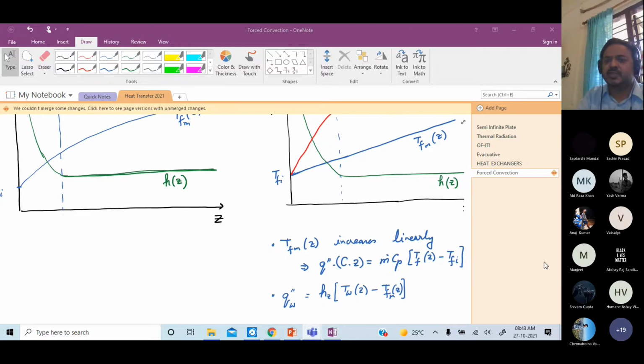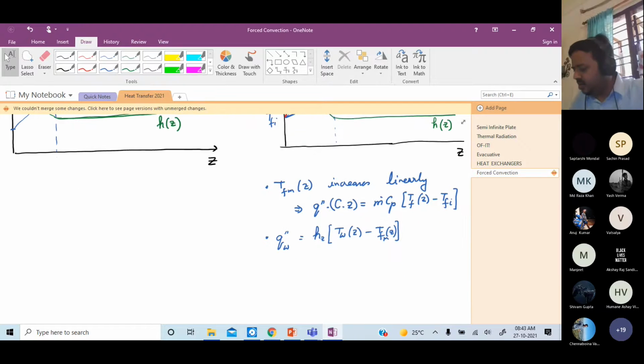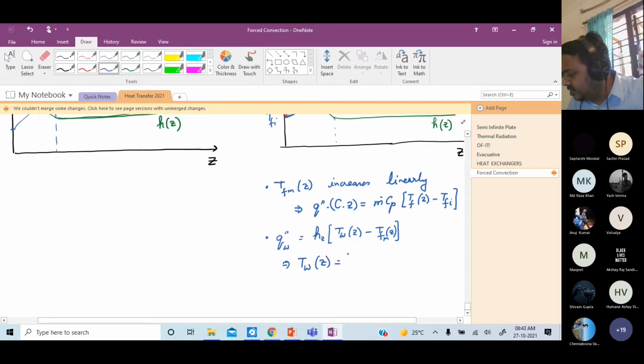And in this case, what is the fluid temperature? For a flat plate, we take it to be the free stream temperature. In this case, we'll take it to be the mean temperature. Okay. So now, therefore, T_W(z) is T_Fm(z) plus Q double prime over h(z), right? Sorry, Q double prime W.